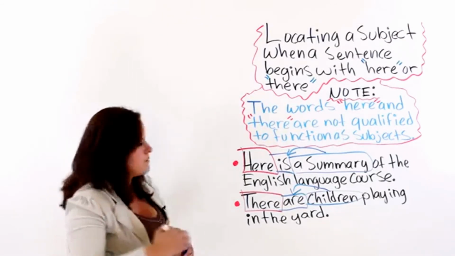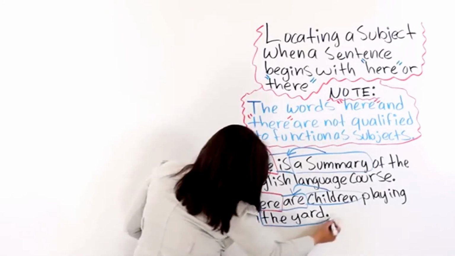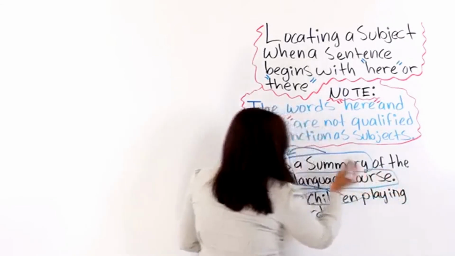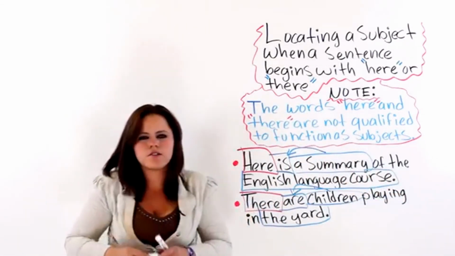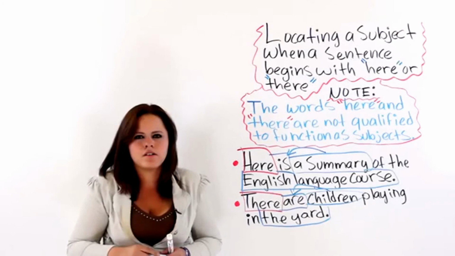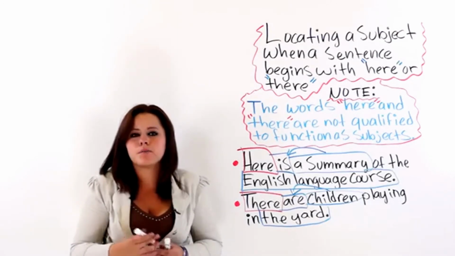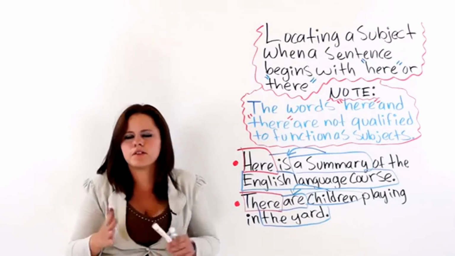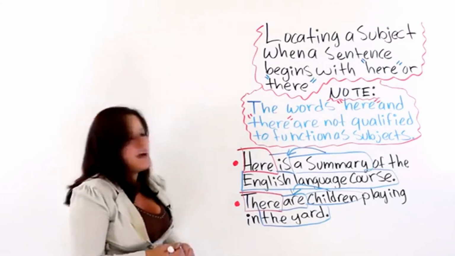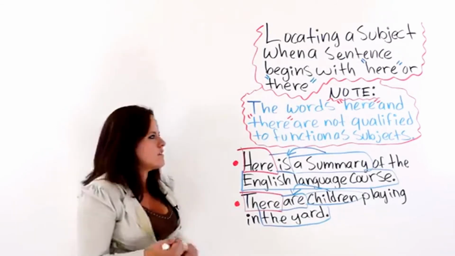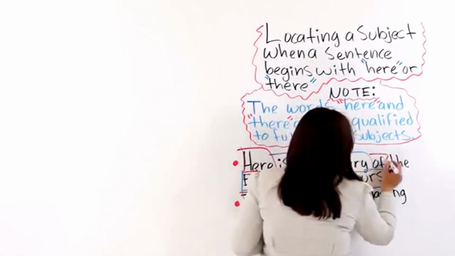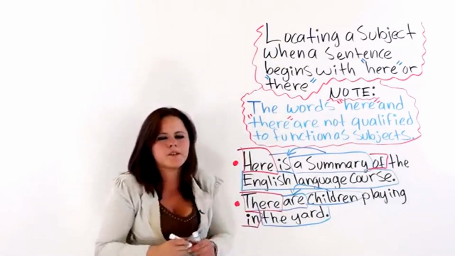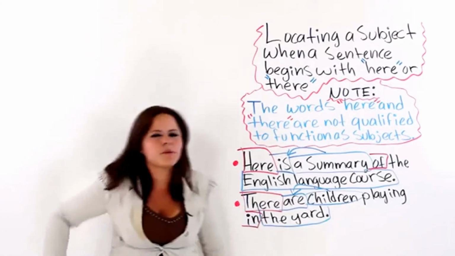Okay, one more time. Why can't this here and this here be the subjects? Because they are part of a prepositional phrase. And you will never ever find a subject of a verb in a prepositional phrase. How do we know these are prepositional phrases? Because they come after prepositions, of, in. Okay?